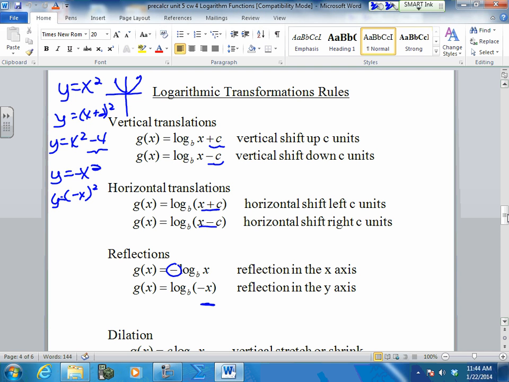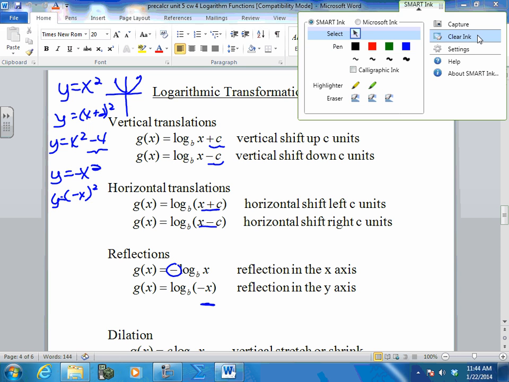So it really basically gives you the same transformations that we've used on all of our functions. They just look a little bit different with logs, so I printed them out, and you can kind of compare them off of that.